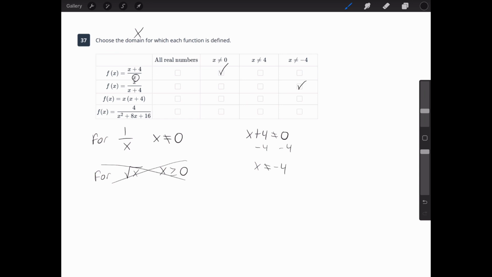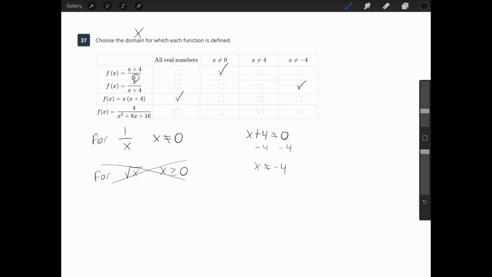Here, we see our common mistake. People see x and x plus 4 and assume that our answer has to be both of our previous answers. However, if you notice, there's no fraction. It's all in the numerator. There's no denominator. That means we're not restricted, so it's all real numbers.